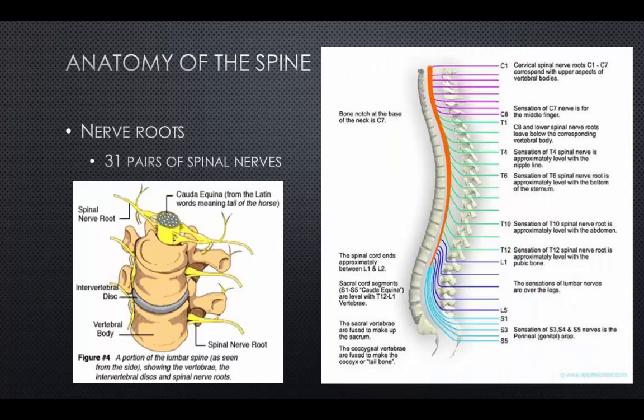Within the spine, there are 31 pairs of spinal nerve roots. Each spinal nerve root separates into the ventral root, or anterior root, and the dorsal root, or posterior root. The ventral root, or anterior root, is the efferent motor root of the spinal nerve. Efferent signals travel away from the central nervous system toward the peripheral effector organs, mainly muscles and glands.